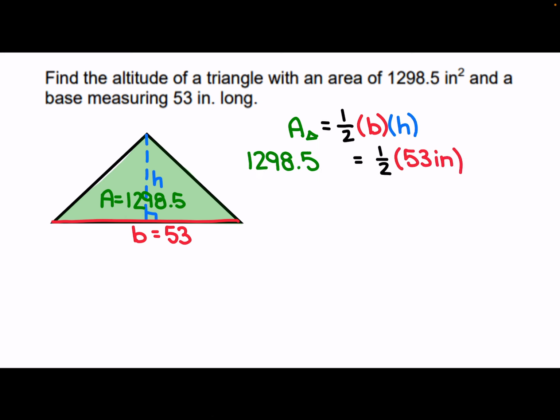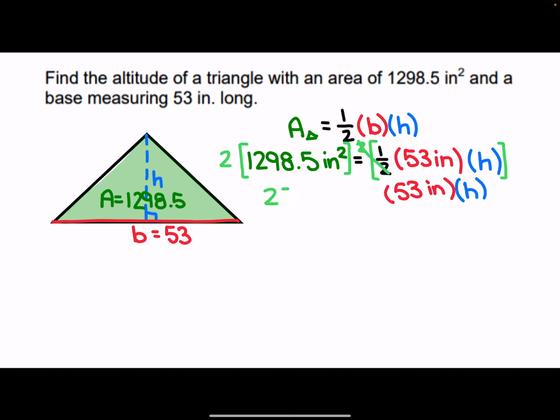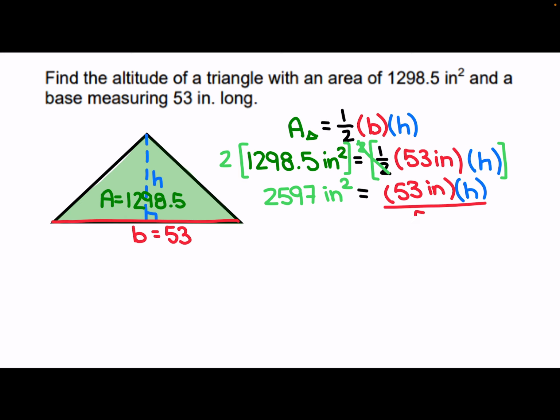Plugging it into our area formula, area is equal to 1/2 base times height, we get 1,298.5 inches squared, our area, is equal to 1/2 times 53 inches, our base, times h, our unknown height. Again, we just want to solve for h. So I can start this off by getting rid of the 1/2. To get rid of the 1/2, I multiply both sides of my equation by 2. That will leave me with 2,597 inches squared equals 53 inches times h. Lastly, to get h by itself, I divide both sides of my equation by 53 inches, and that will leave me with h is equal to 49 inches.